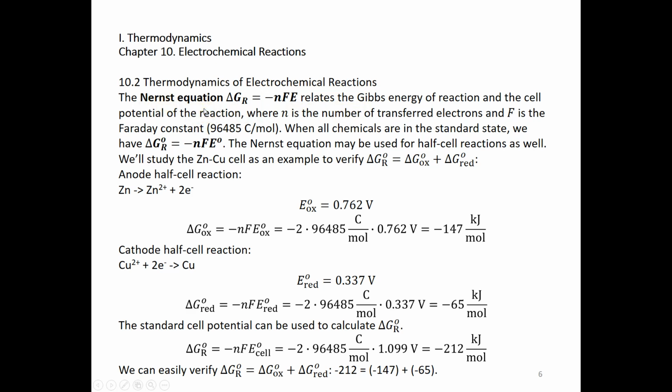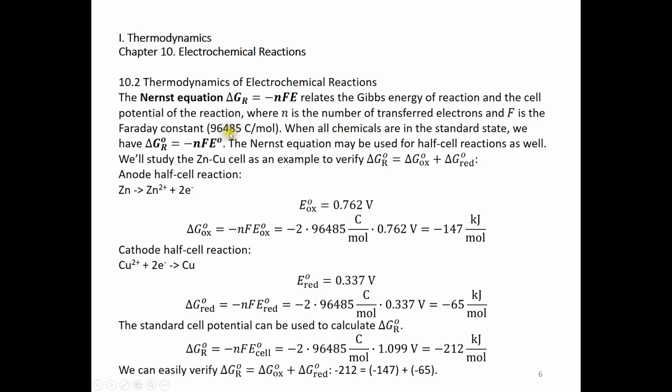The Nernst equation relates the Gibbs energy of reaction and the cell potential of an electrochemical cell. ΔG_r is the Gibbs energy of the reaction, or Gibbs energy change per mole reaction. n is the number of transferred electrons. F is the Faraday constant, 96,485 coulomb per mole. And E is the cell potential.